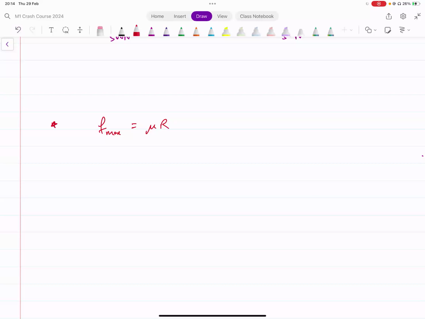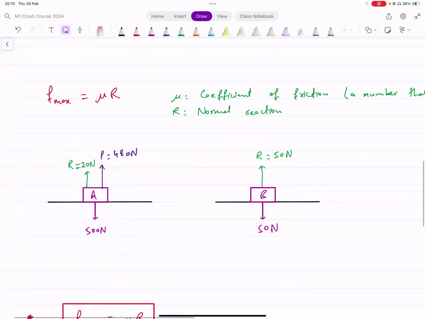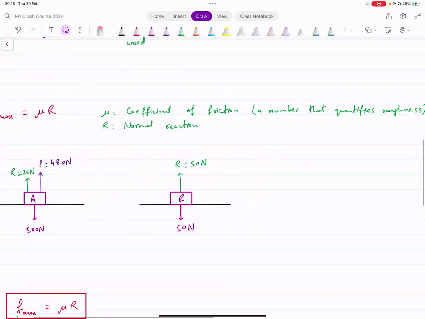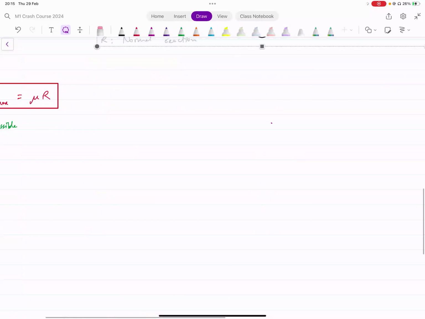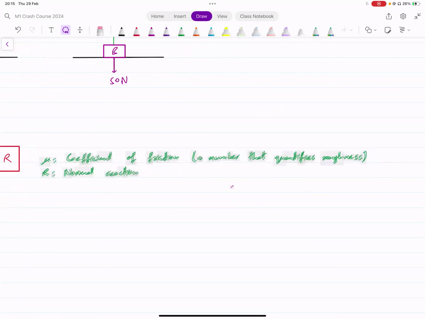So this is what you need to remember now. For any two surfaces, you will have some maximum value of friction. How can you find that maximum value? By using this formula, F max equals mu R. F max means the maximum possible friction, mu stands for coefficient of friction, and R stands for normal reaction. Okay, so that's what this relationship looks like between F max, mu, and R.